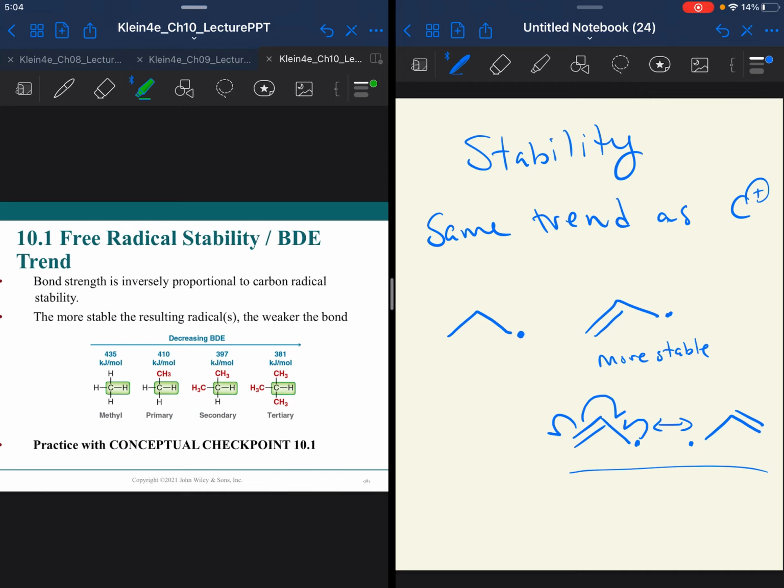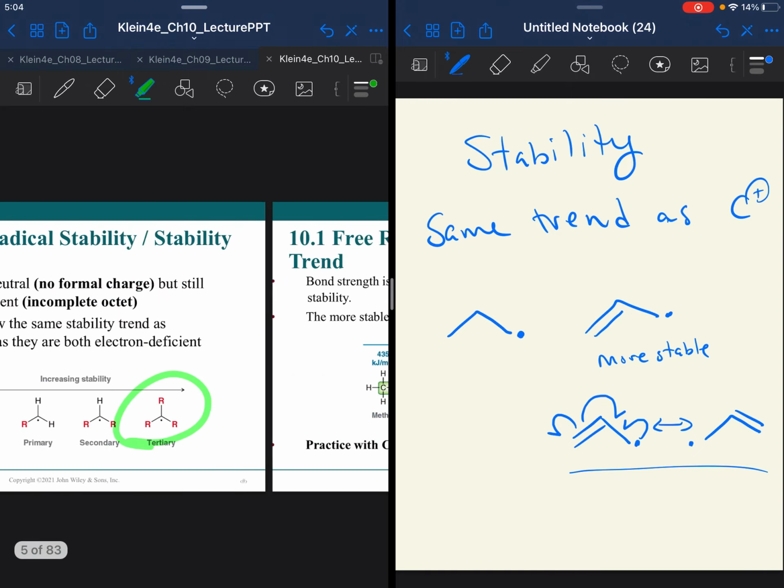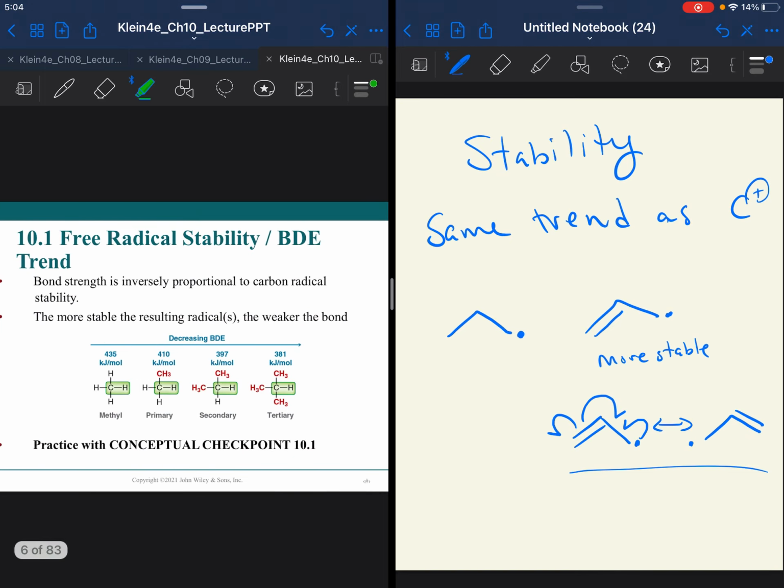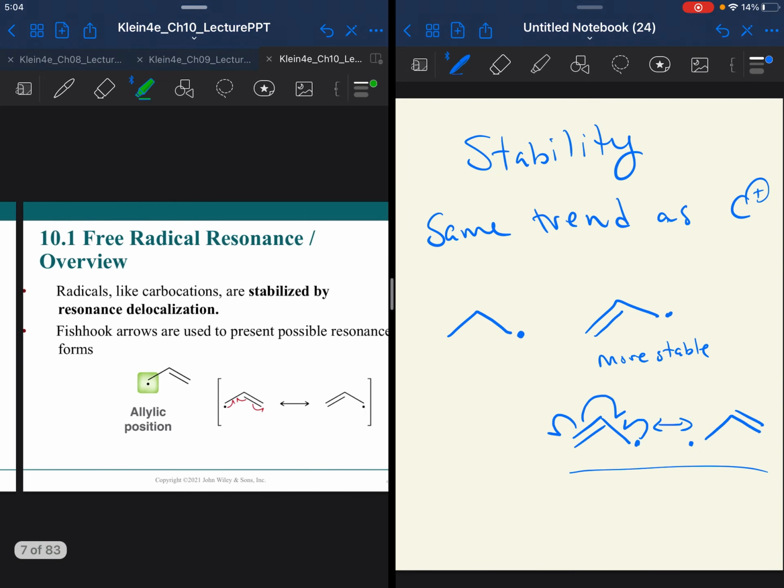And this is just a little bit of quantitative analysis of what we see here on our stability. If tertiary is the most stable radical and methyl is the least stable, we see that breaking the bond for methyl is actually higher in energy. So it's harder to make that radical than, say, the tertiary one, because what you get on the other side is indeed more stable.